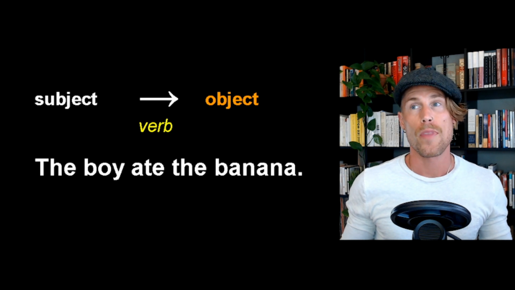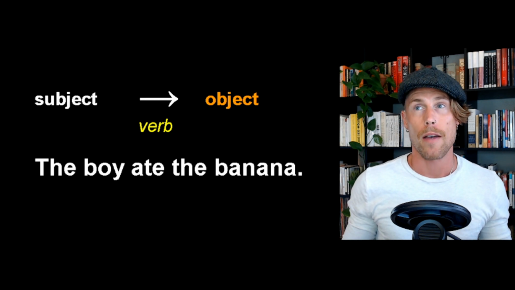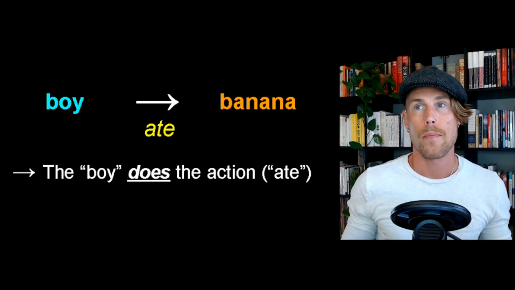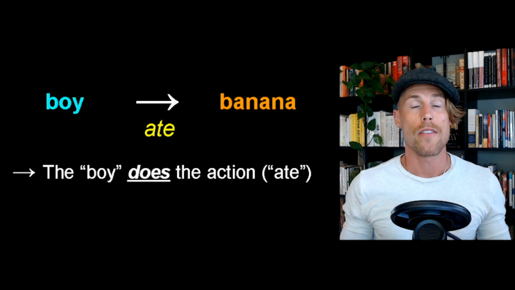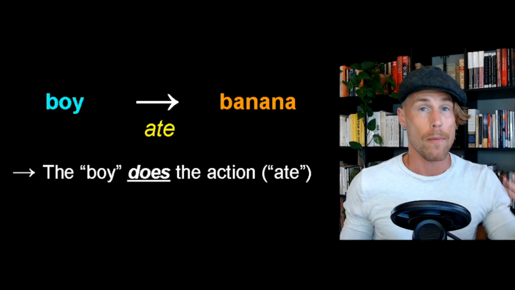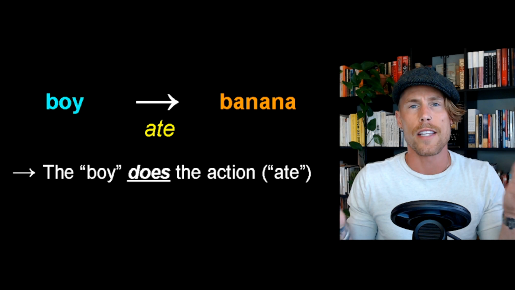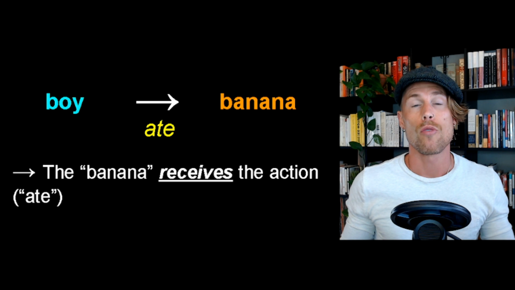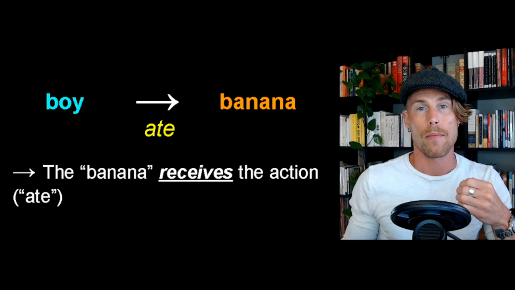For example, the boy ate the banana. Subject, verb, object. Boy ate banana. The boy does the action. The boy ate. What did the boy eat? The banana receives the action. The boy ate the banana.